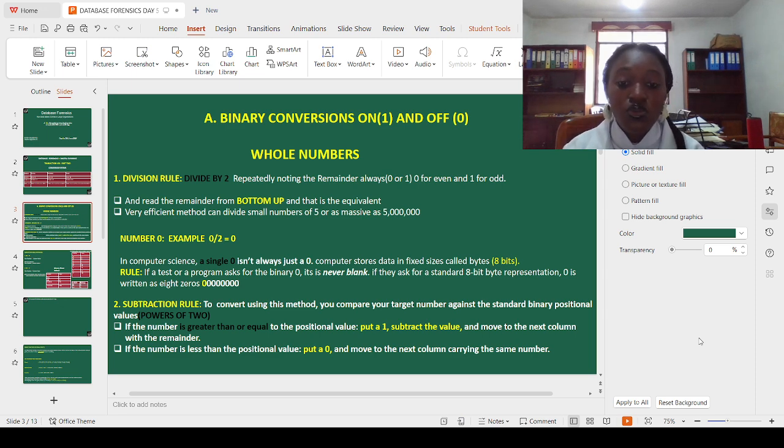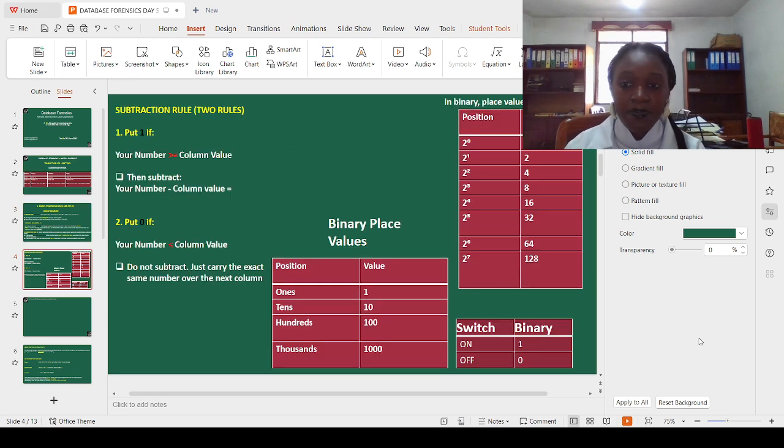Meanwhile, for the subtraction method, you check if the number is greater than or equal to the place value. You keep 1, then you subtract and keep the value. You will see that in the following slide.